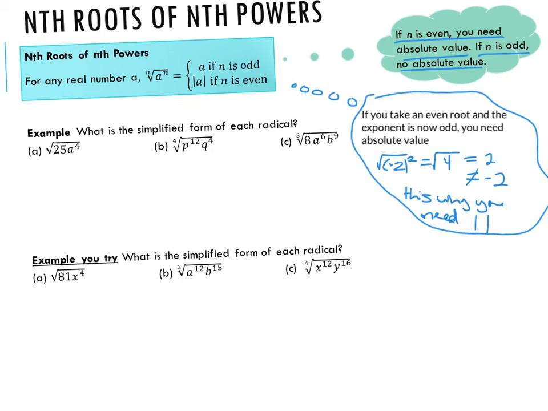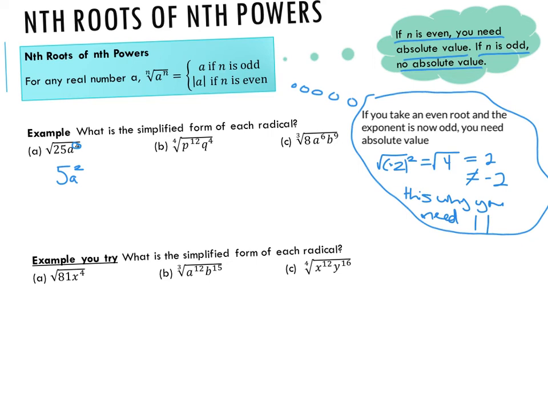Okay? So let's look at some examples of what we're talking about. If I have the square root of 25a to the 4th, we know the square root of 25 is obviously 5. And the sets of 2 in a to the 4th are 2. Okay, so because we go from an even power to an even power, meaning when I square root a to the 4th, I get a squared, I don't need absolute value.